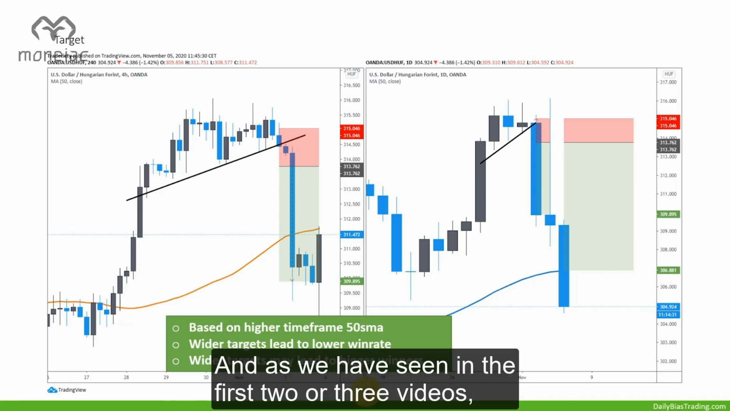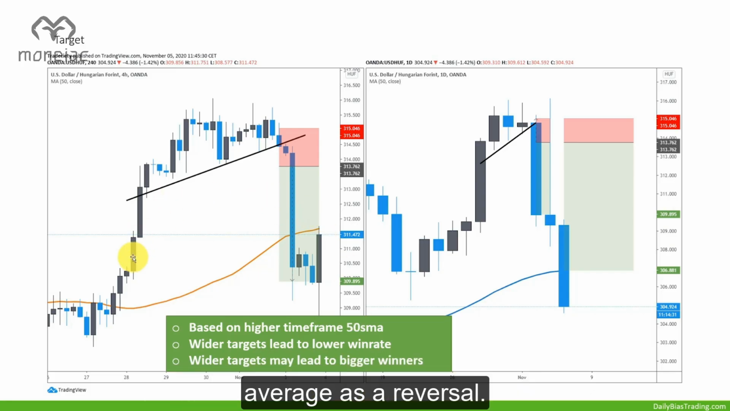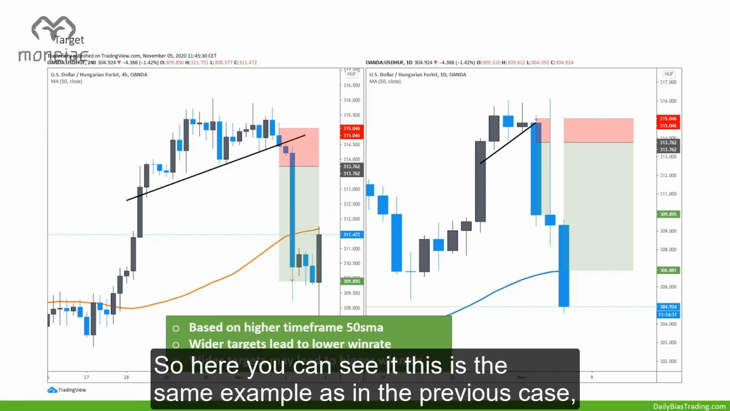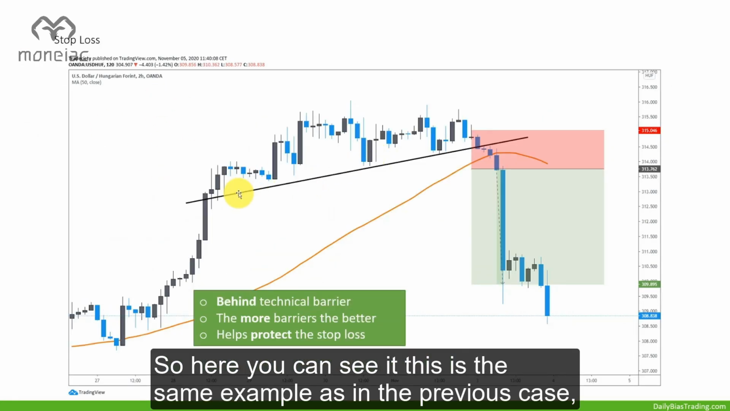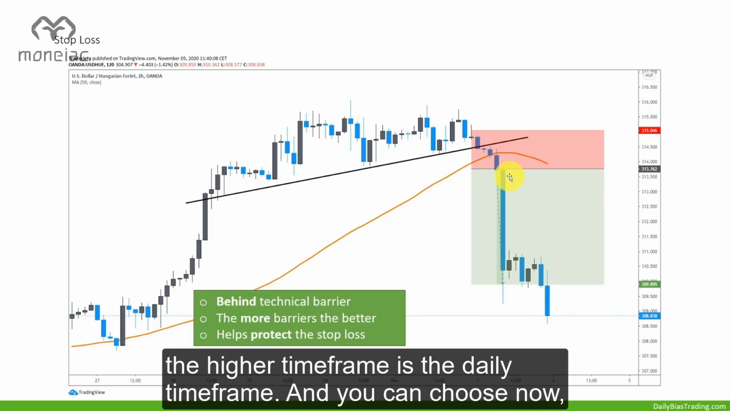And as we have seen in the first 2 or 3 videos, we are often trading those overextended trends back to the moving average as a reversal. So here you can see this is the same example as in the previous case. It's the US dollar Hungarian. The trade was taken on a 2-hour. The higher time frame is the daily time frame.